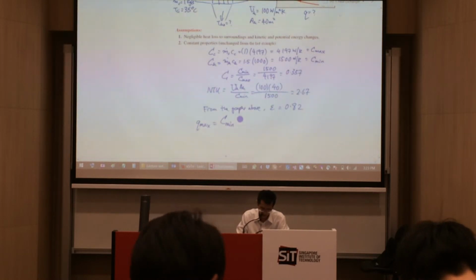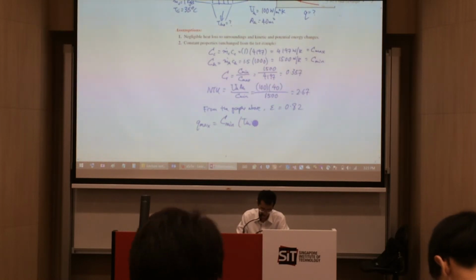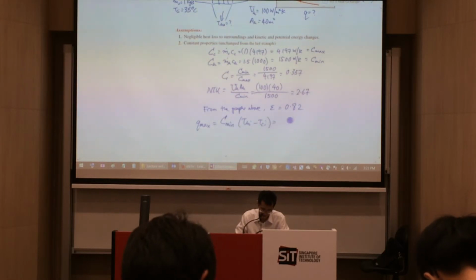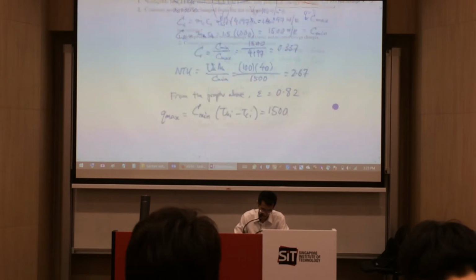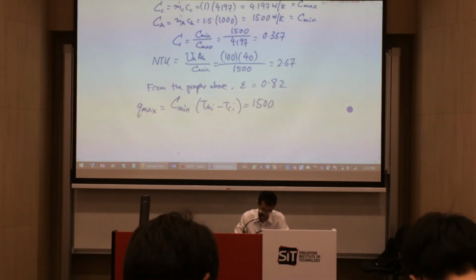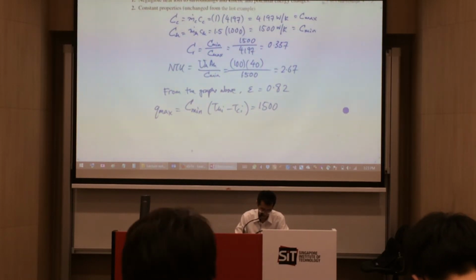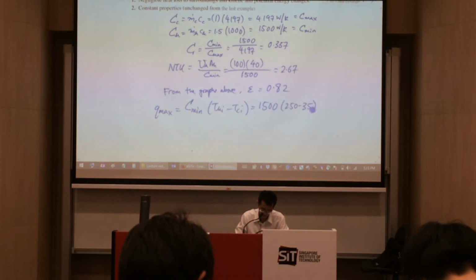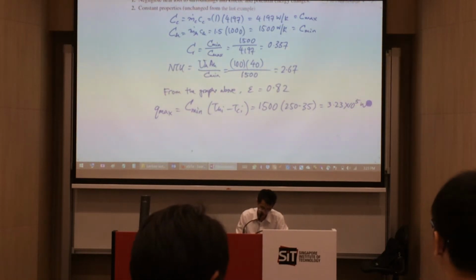So that's equal to C min multiplied by THI minus TCI. That will be 1,500 multiplied by the temperature difference. That will be 250 minus 35. That will give you 3.23 times 10 to the power 5 watts.